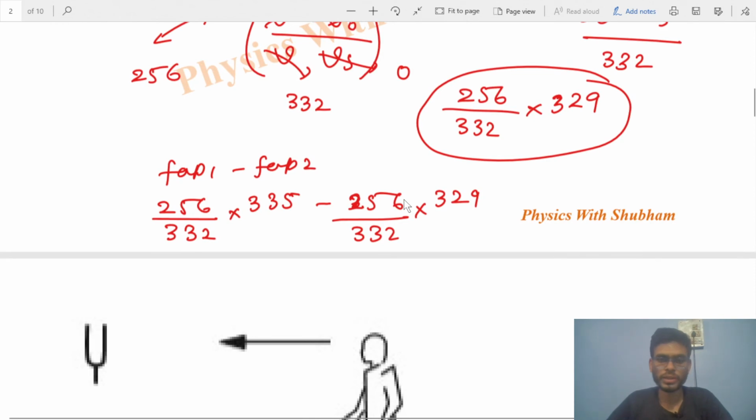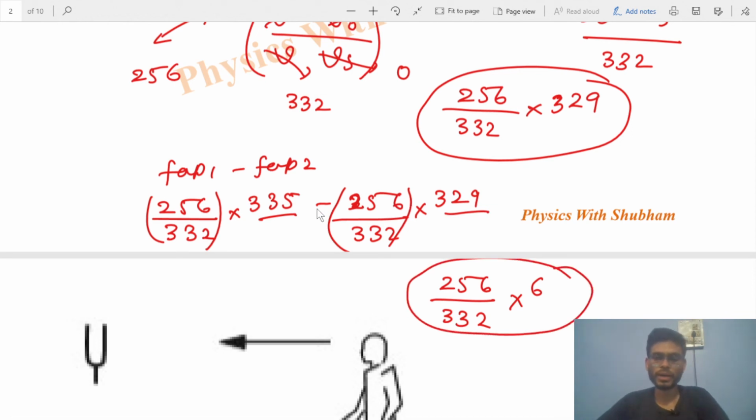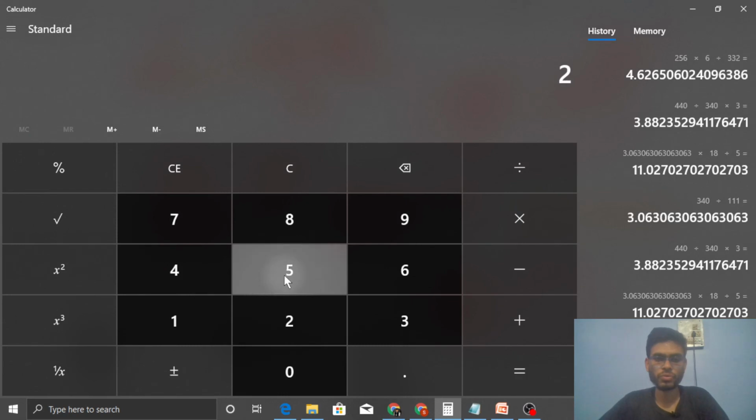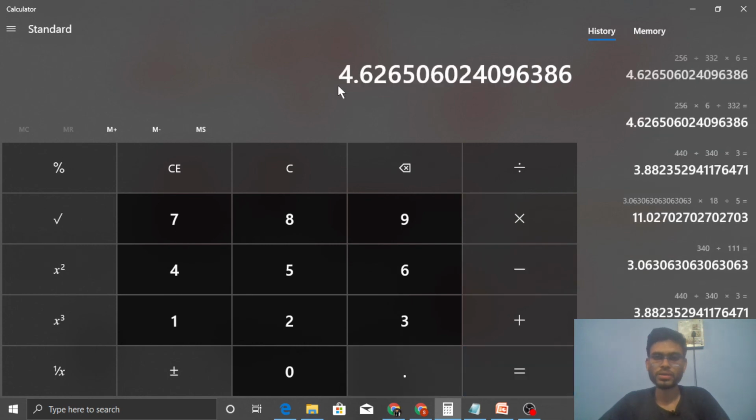So देखो ये तो कॉमन है, right? ये दोनों में से बाहर आ जाएगा. 256 divided by 332 कॉमन बाहर आ जाएगा. 335 minus 329, so this will be 6. So numerical answer आप खुद से भी find out कर सकते हो. Let me calculate it. 256 divided by 332 into 6. So 4.62 will be the answer, right?